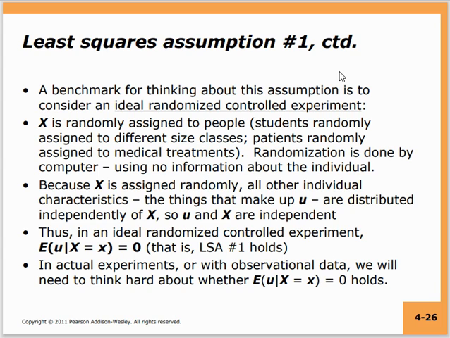In actual experiments or with observational data, we will need to think hard about whether this assumption holds. So in a lot of this course we will talk about trying to see whether the conditional mean of the error in the regression is equal to 0, whether this assumption holds.